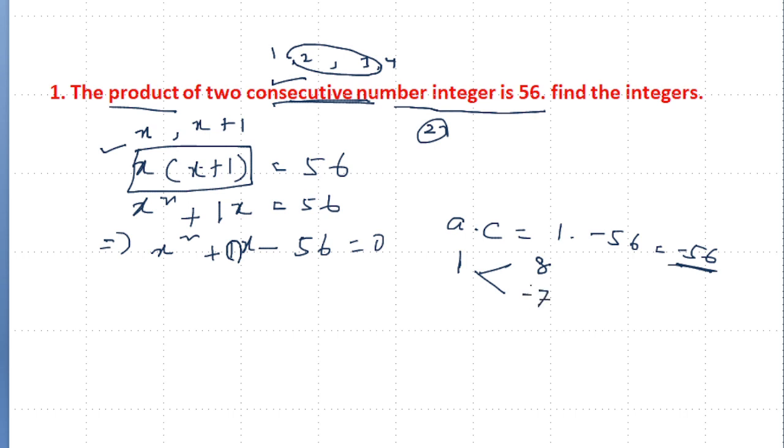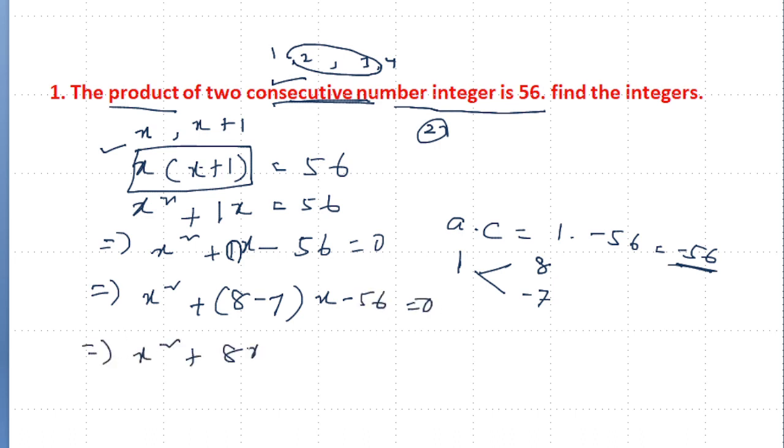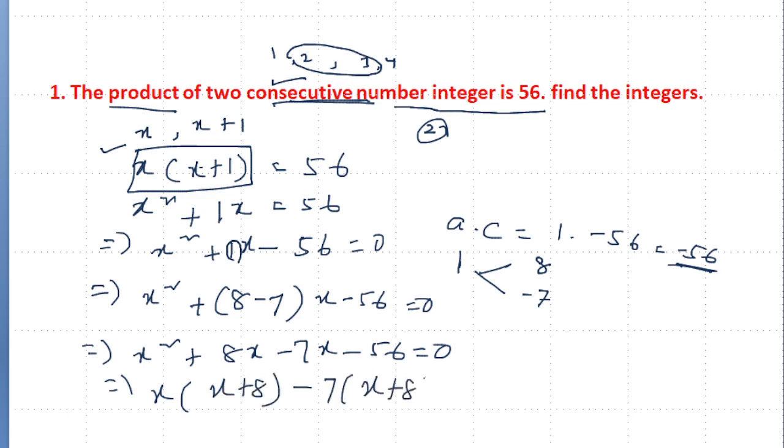So the two numbers are 8 and minus 7. Change the middle term: x square plus 8x minus 7x minus 56 equals 0. Now take x common: x into x plus 8, and minus 7 into x plus 8. So what came? x plus 8 and x minus 7 equals 0.